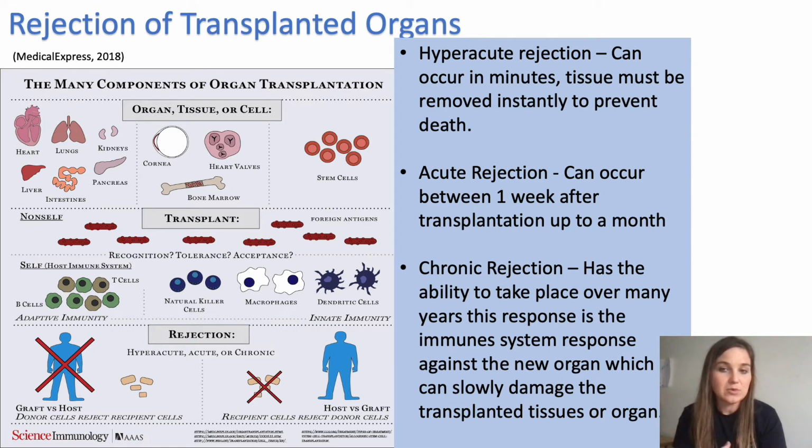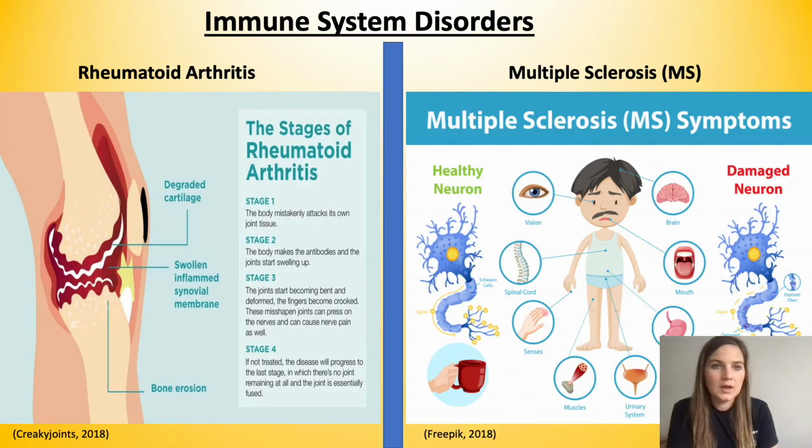This response is the immune system response against the new organ in the body, therefore it can slowly damage the transplanted tissues or organ. So then we have immune system disorders within the body. Immune system disorders cause abnormally low activity or overactivity within the immune system. I'm now going to give 2 examples of disorders that can be within the immune system.